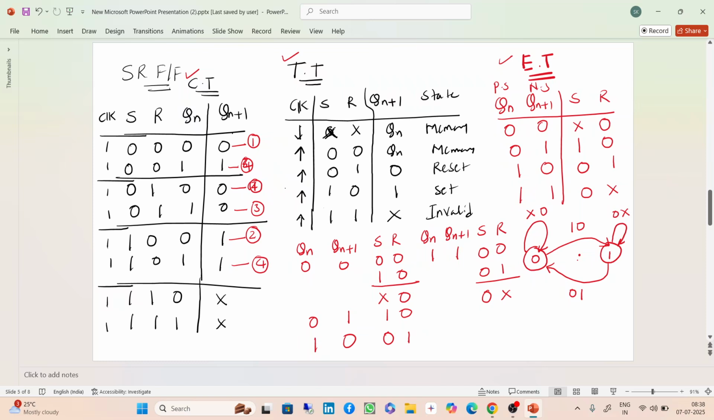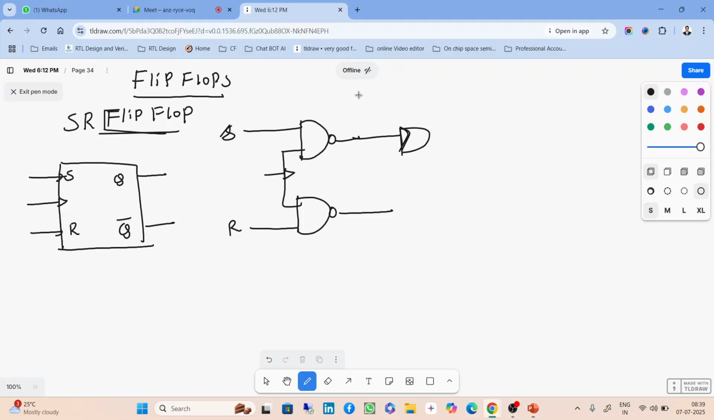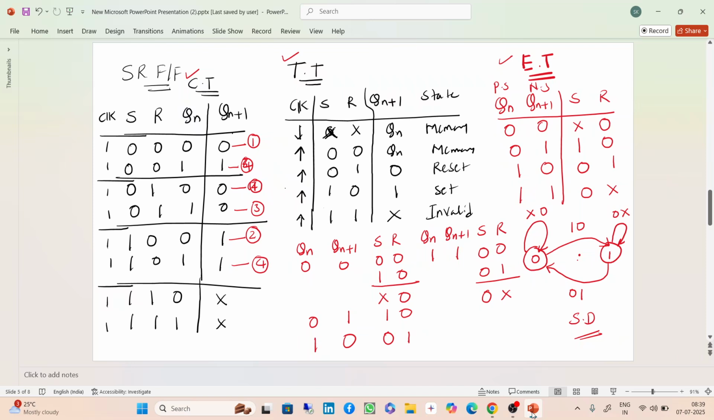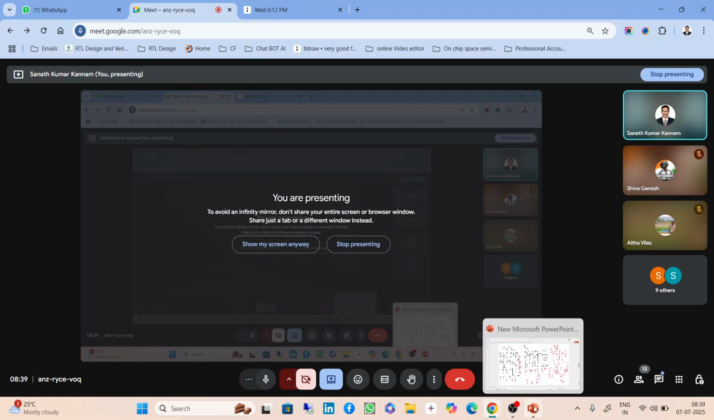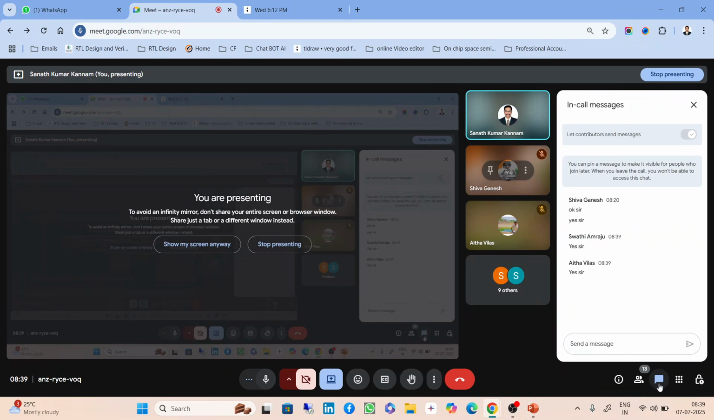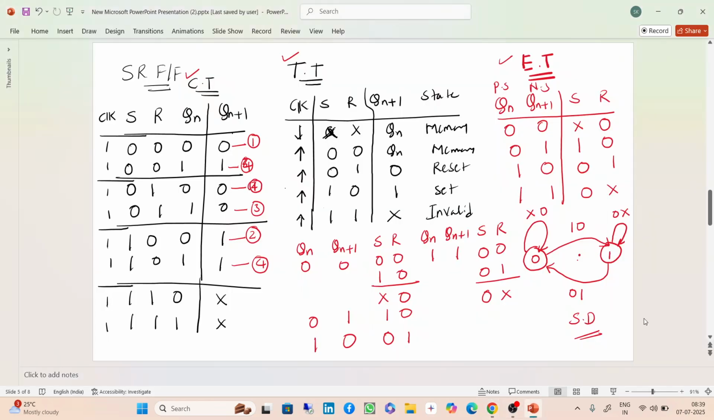Like this you need to draw the state diagram. Are the characteristic table, truth table, excitation table, and state diagram fine? Please give response. Shall you note down this, or shall I move forward? Yes, sir. Okay, you note down.